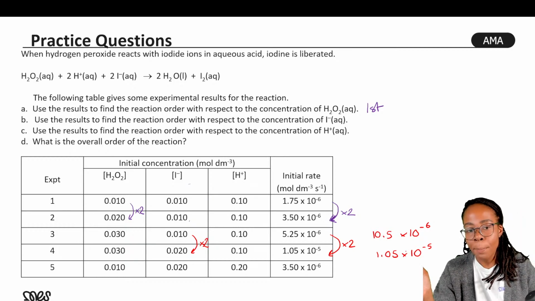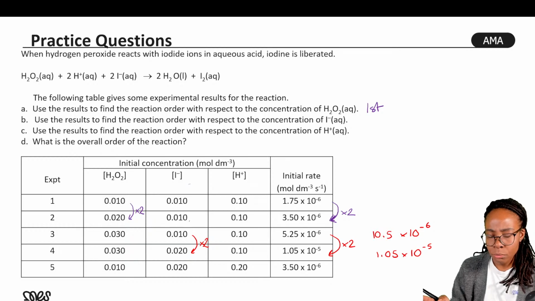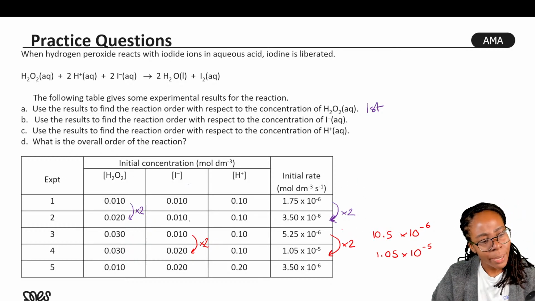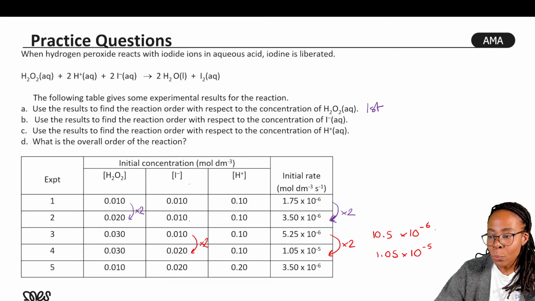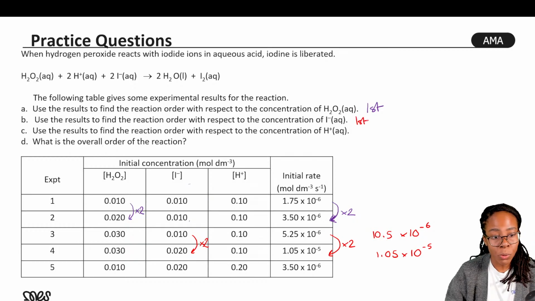So if we go up by a unit of magnitude, then we need to make sure that we look at our powers accordingly. Okay, so also first order with respect to iodide.